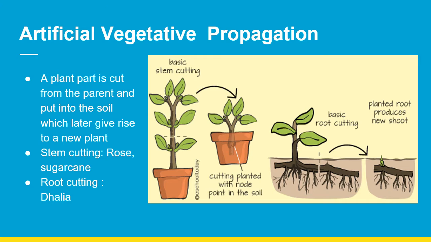The picture itself shows how the stem cutting takes place, and then how you can artificially propagate the plant. When a plant part is cut from the parent and put into the soil, it later gives rise to a new plant. Stem cutting can happen in rose, sugarcane, and root cutting can happen in dahlia.